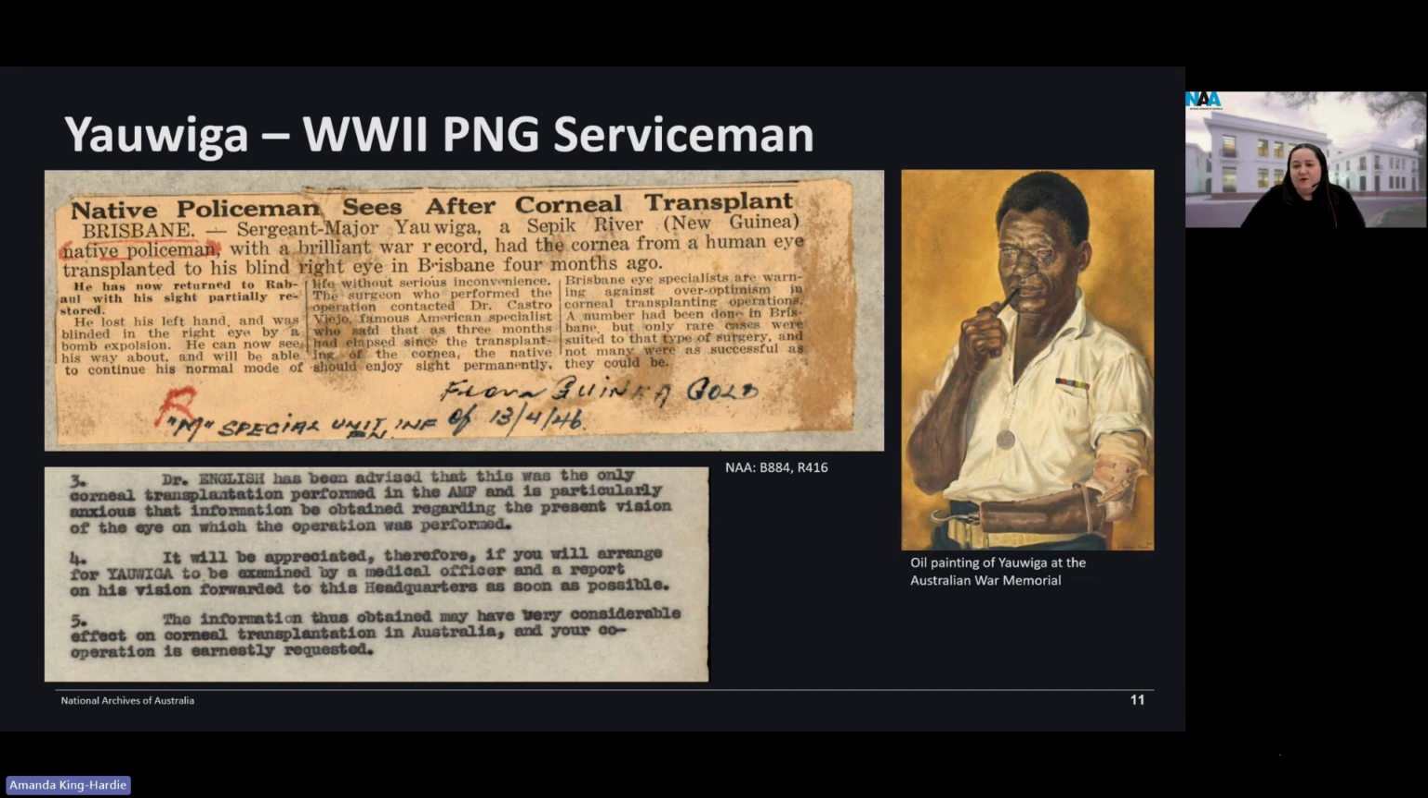In 1948, he received the Distinguished Conduct Medal on top of other medals and honours he had already received. The medal ceremony was witnessed by over 80,000 Sepik people. He became a community leader and led transformative changes in his community following World War II. In 1970, he was even flown to Canberra to meet the Queen during their Royal Australian tour. And he unfortunately passed away in 1982. On the right, you can see an image of an oil painting of Ewing, which is held at the Australian War Memorial. So it's a gorgeous, gorgeous portrait.